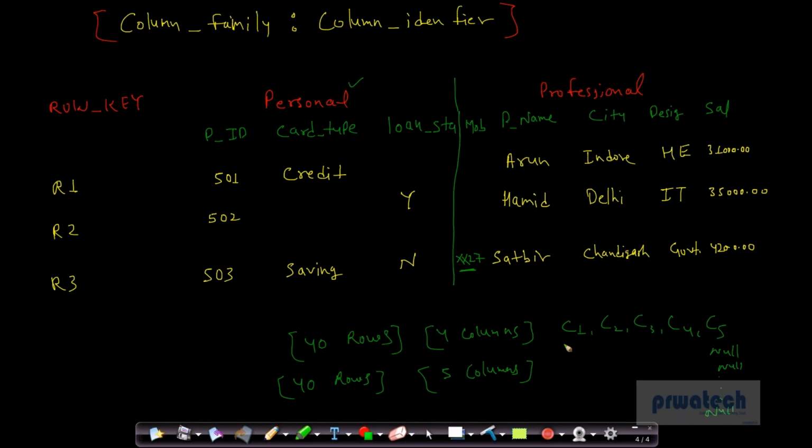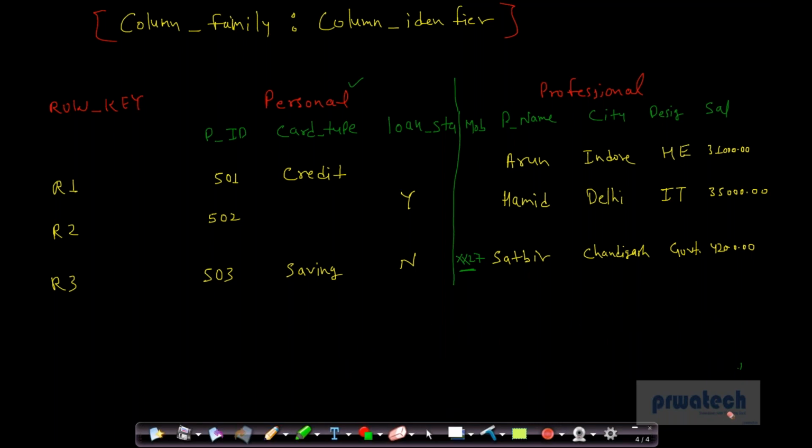Whatever entries you're writing, now if you want to update, say you want to update the city name from Delhi to Pune, you will not access the complete row. You'll access this column family, because city is a part of the professional column family. And you will only use R2, the row key, because without R2 you cannot access this row. This is like a primary key.